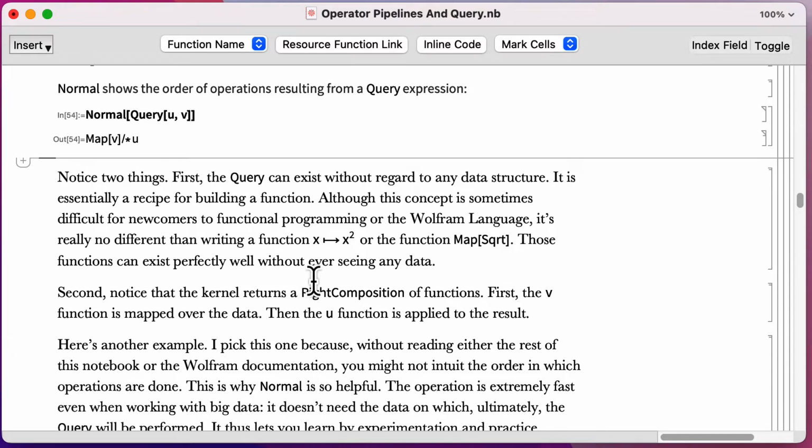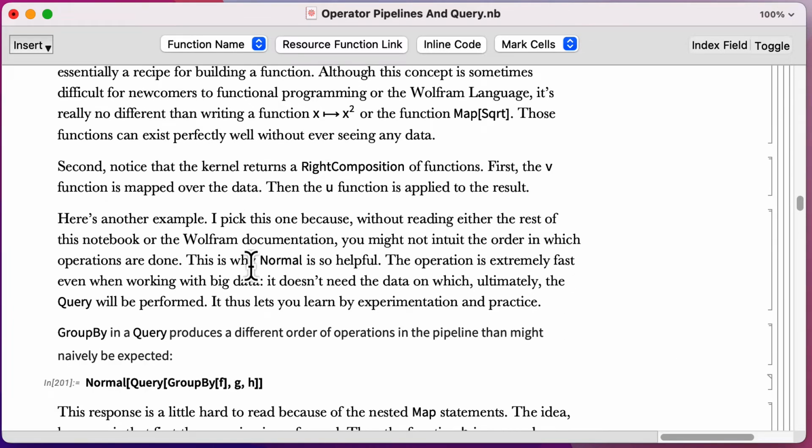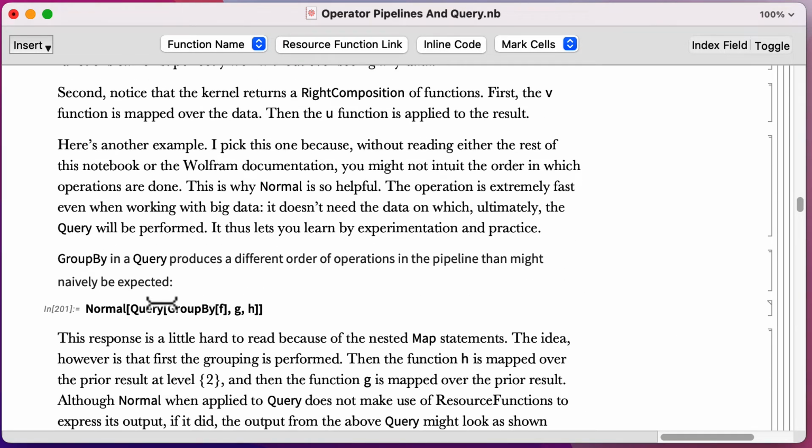Second thing I want you to notice is that it's always producing right compositions. And the third thing to notice is, again, to repeat, Normal is going to help you figure out the order of operations. So let's look at this Query.